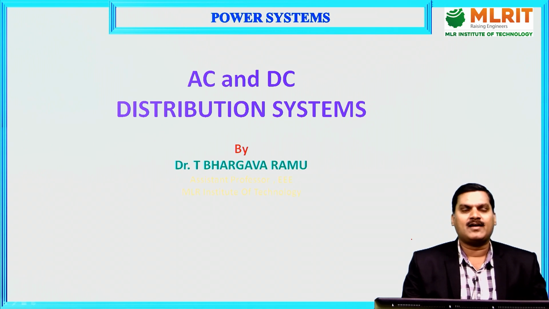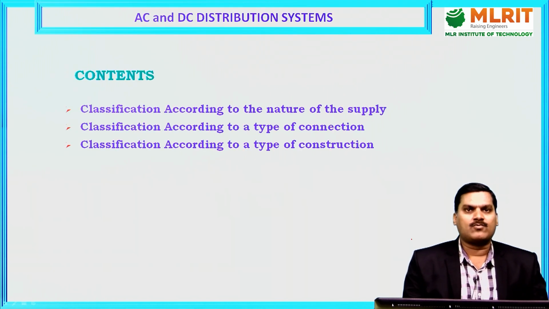In today's session, we will discuss AC and DC distribution systems, which come under the power systems topic. At the beginning, we have to discuss classification. The classification of distribution systems, both AC and DC, will be based on the nature of the supply. That is one kind of classification we can make, and the type of connections in both AC and DC distribution systems. On that basis also we can classify the distribution systems.